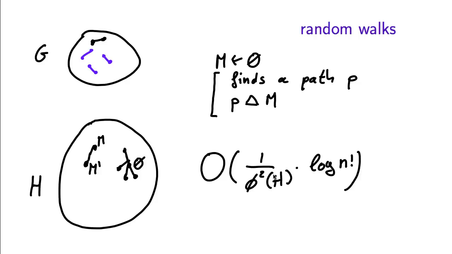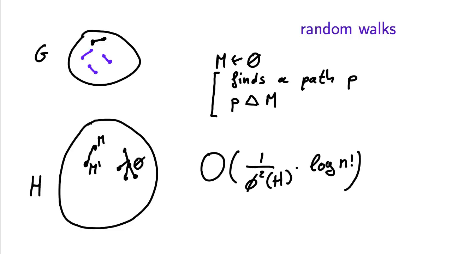So if the expansion of H is inverse polynomial in the number of vertices of G, then this is a polynomial time algorithm that finds a uniformly random matching in a graph G, because log of n factorial is about n log n. Turns out that if we choose in the right way the random path in this iteration, then we can prove that the expansion of H is in fact inverse polynomial in n, and so that this whole algorithm converges quickly. So, but why would we want to find a uniformly random matching in a graph anyway?